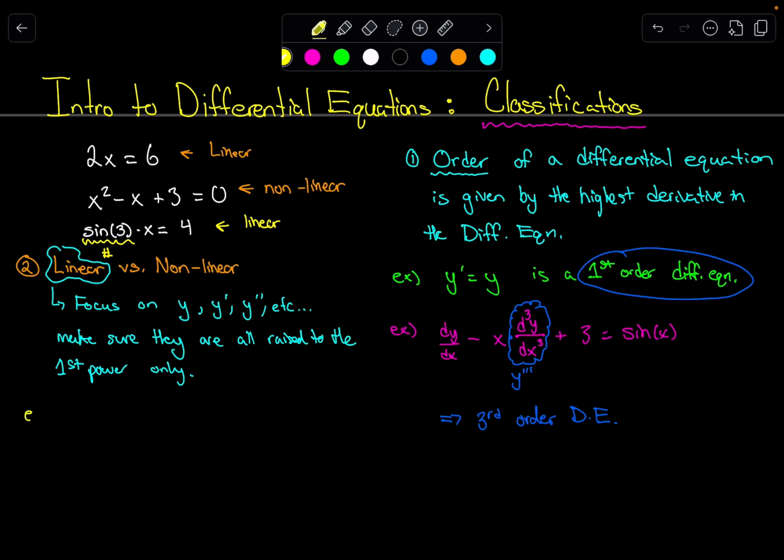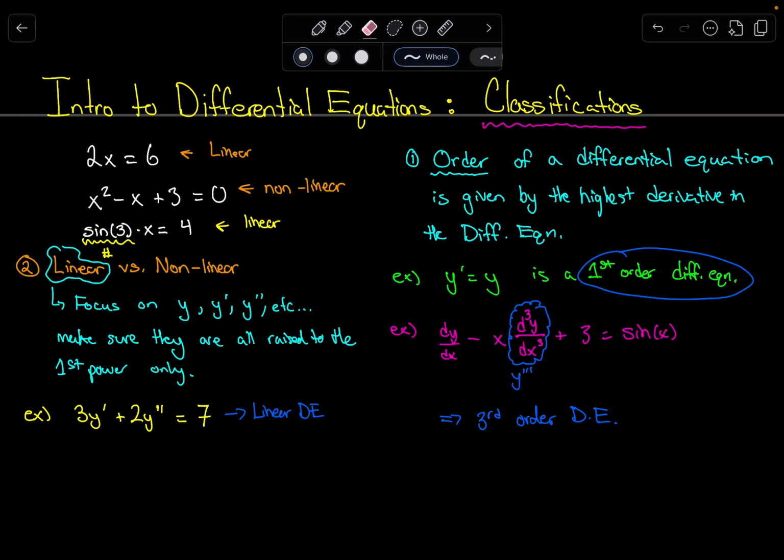So, for example, if I have 3y prime plus 2y double prime is equal to 7, this is linear because we look at all of the things that have y's and we say, hey, are those all raised to the first power? Well, we have a y double prime to the first power. I have a y prime to the first power. I don't have y prime cubed or something like this. And so the idea is that this is what we would say a linear differential equation is.